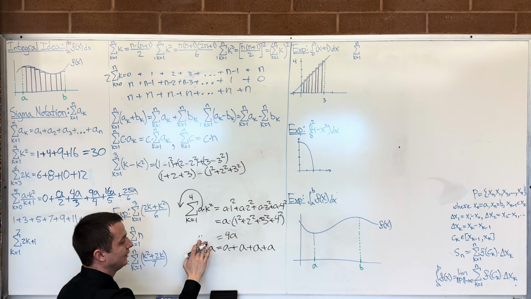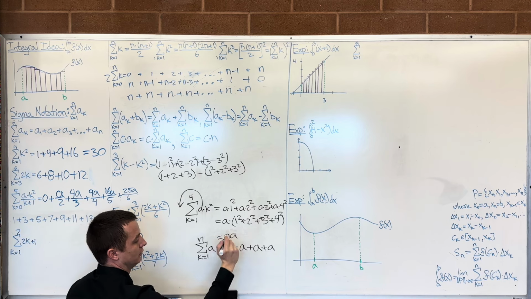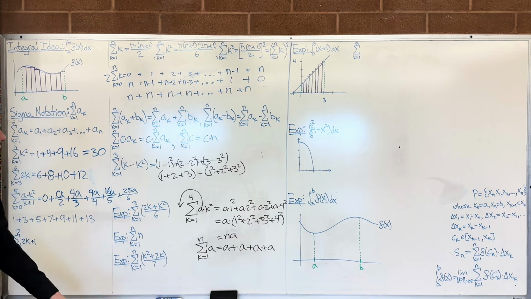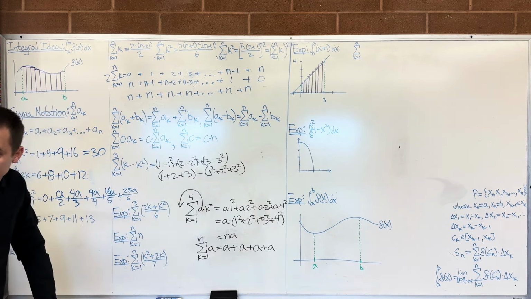Now imagine that we had an n right here. You get n a. Then you just get n times a. So the sum of some constant n times is just n times that constant.